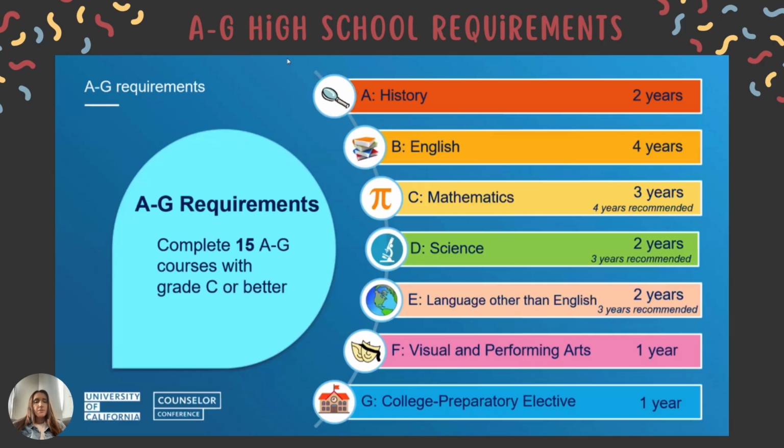So they say 4 years is recommended, and that's because it just makes them a stronger candidate. And when they start those college courses, they haven't had a gap year of like a math class. So it just helps connect the work when they start college. Similar situation with science. 2 years is the minimum needed, but 3 years is recommended. Again, so just that consistency.